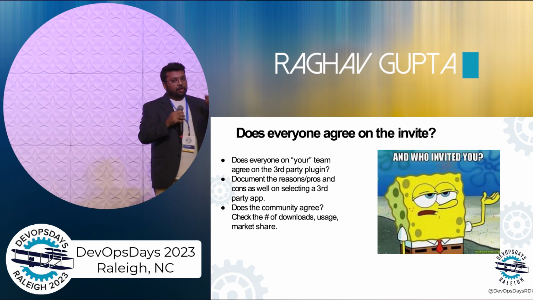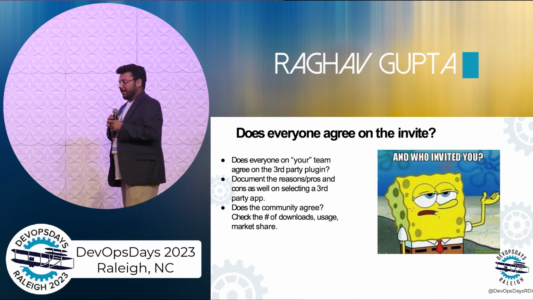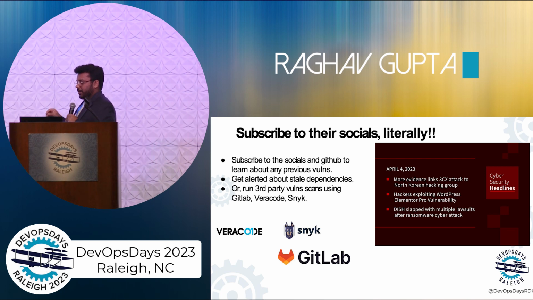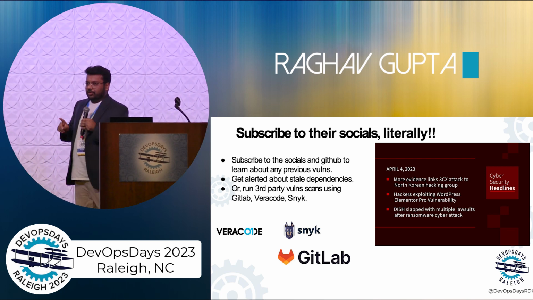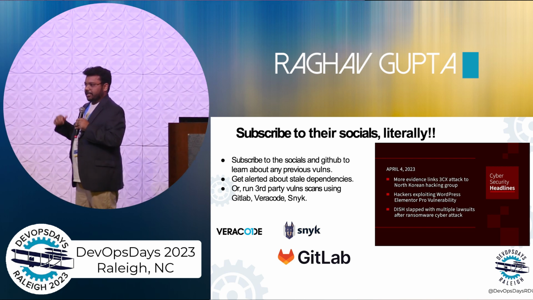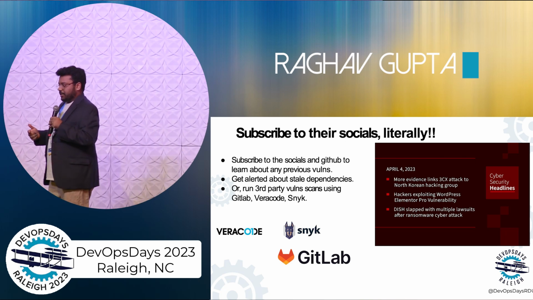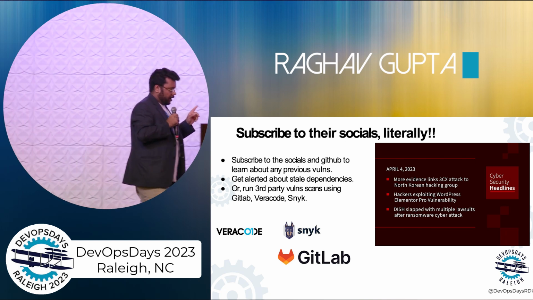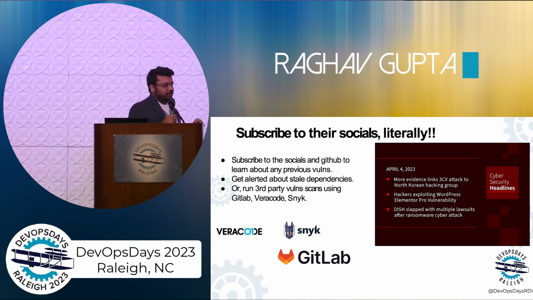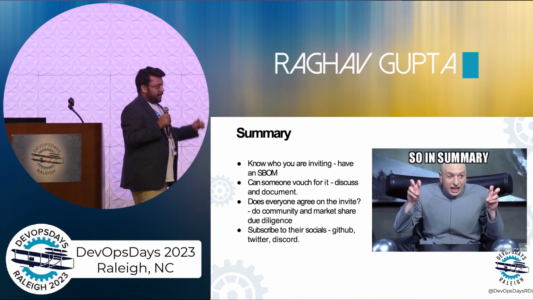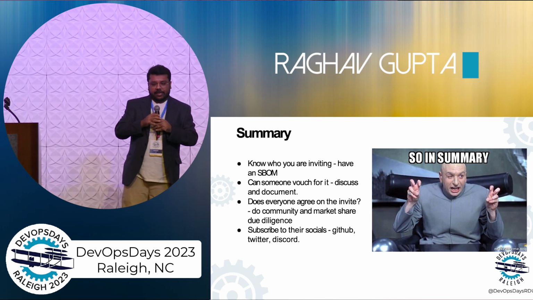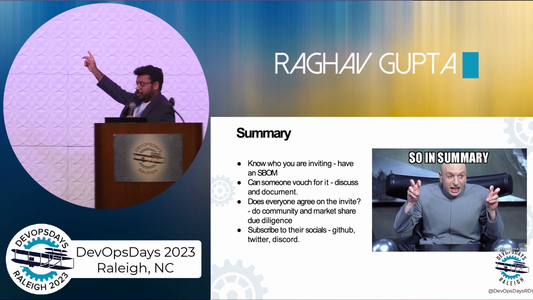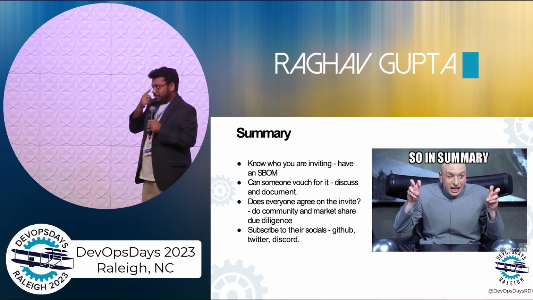And does everyone on your team agree on the invite? It is very important to document the pros and cons, the reasons for choosing a third-party application. Also, notice, does the community agree? Check the number of downloads, check the usage. And last and most importantly, people often overlook this, subscribe to their socials. You'll know more about stale dependencies and new integrations with your current pipeline if you just follow their socials. This is a screenshot from a social 2 weeks ago.